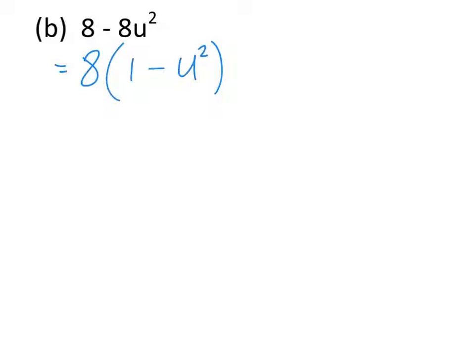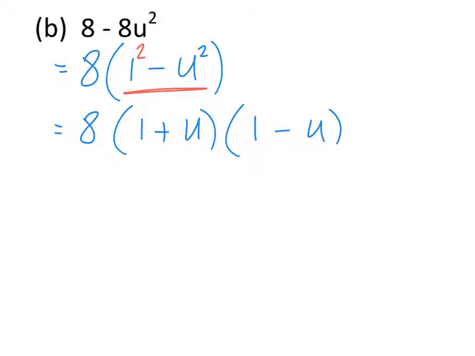But the word in the question says factorise fully, and we should spot here that we also have a difference of two squares in here. So we have 1 minus u squared, which isn't quite a difference of two squares yet, but 1 can be written as 1 squared, which now gives us our difference of two squares. So that gives us 8, and then we get our double brackets, one with the plus sign, one with the minus sign, and then we have 1 and u and 1 and u in both. So we have now factorised fully, and that's our final answer.